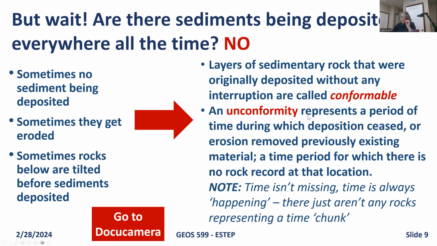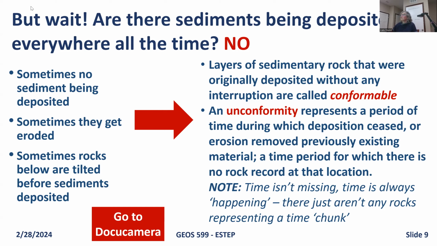On the other hand, if there is a period of time during which deposition ceased or erosion removed previously existing material, a feature we call an unconformity is produced. And essentially, it is a surface that represents a time period for which there is no rock record. So the really important thing I want you to remember here is that time is never missing. It's just that time isn't represented there because material was being eroded.